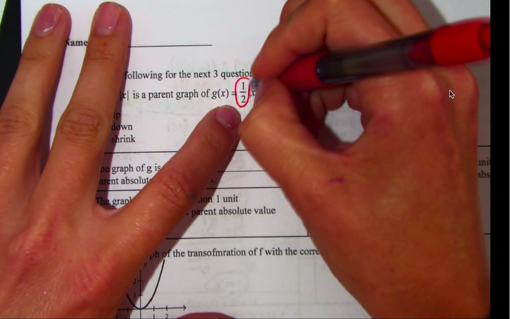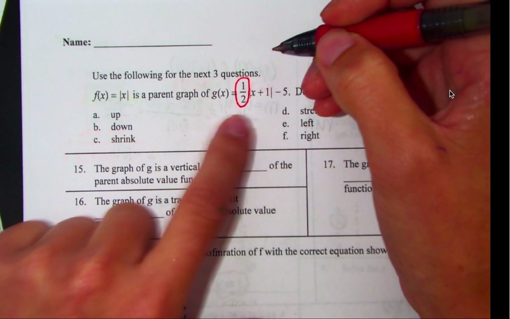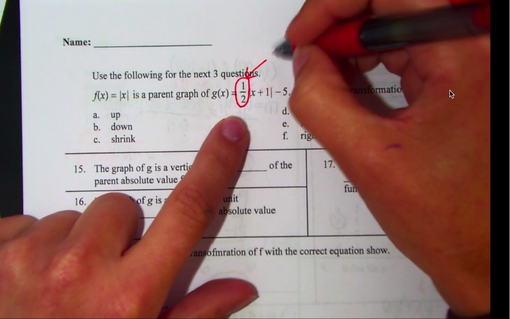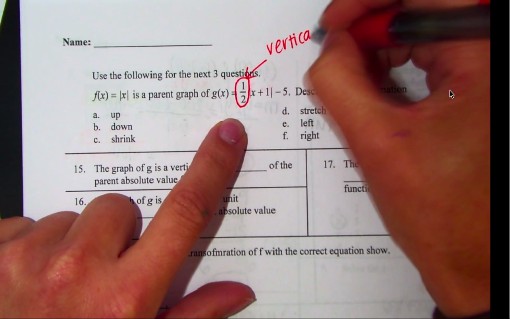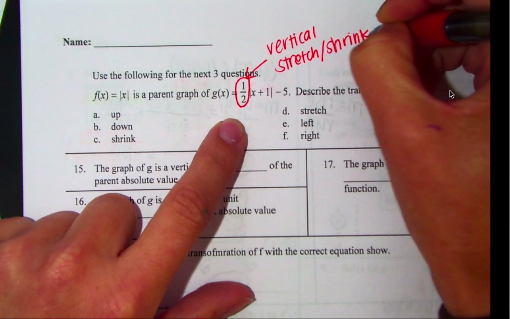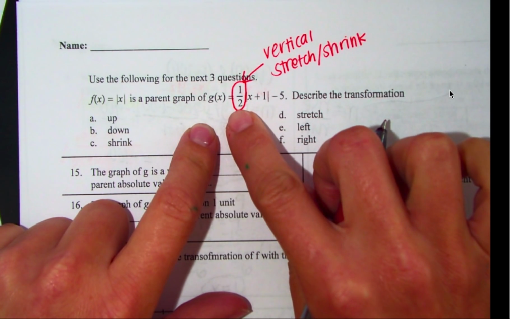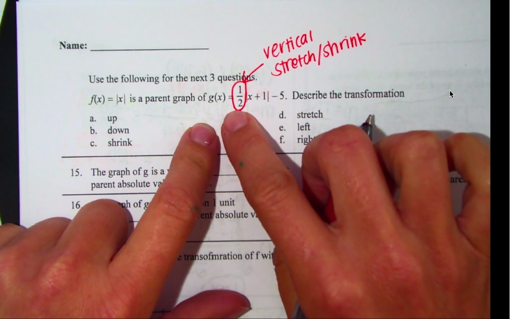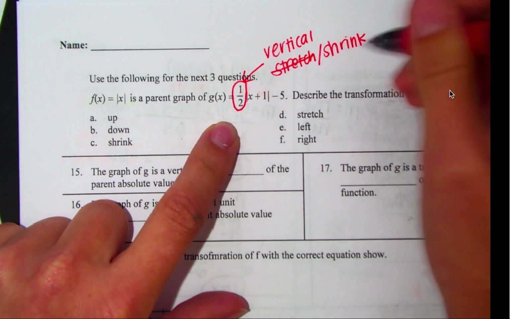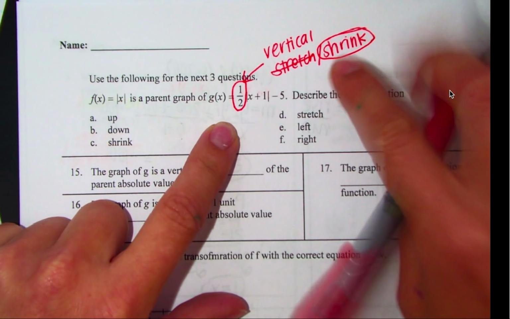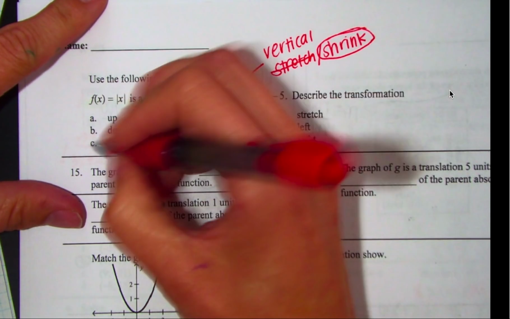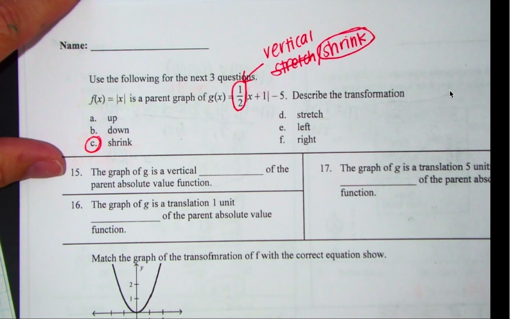Whenever your a value changes, so the a value is going to be the number out in front of the absolute value, that is going to talk about a vertical stretch or a vertical shrink. Every single time, that is what that a value out in front means. Since this number is less than 1, it is going to be a vertical shrink. So far, I'm going to circle C for shrink.